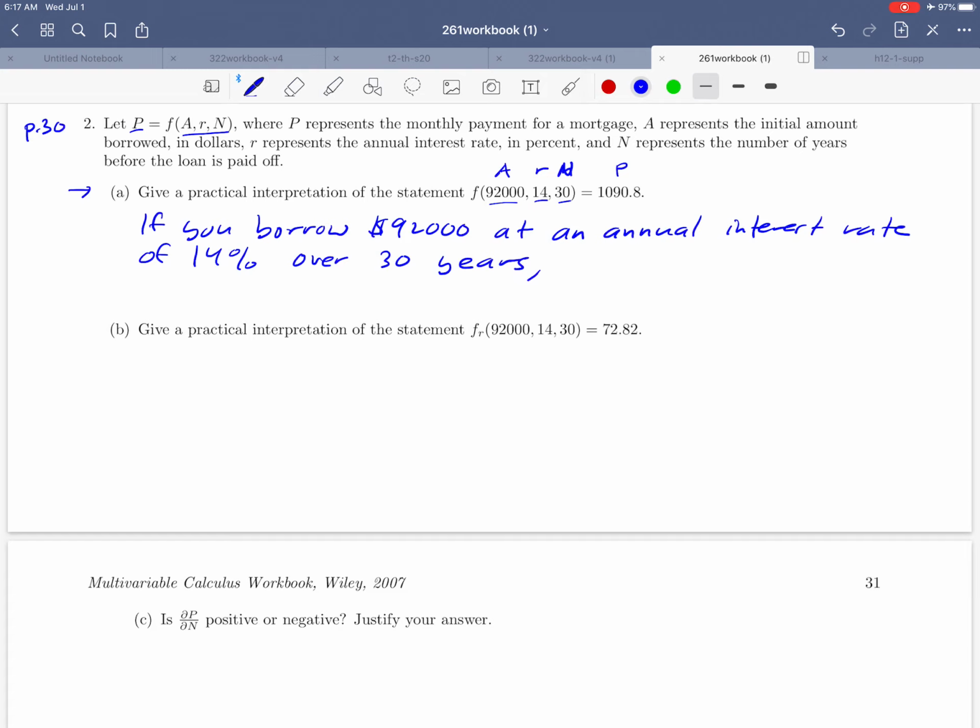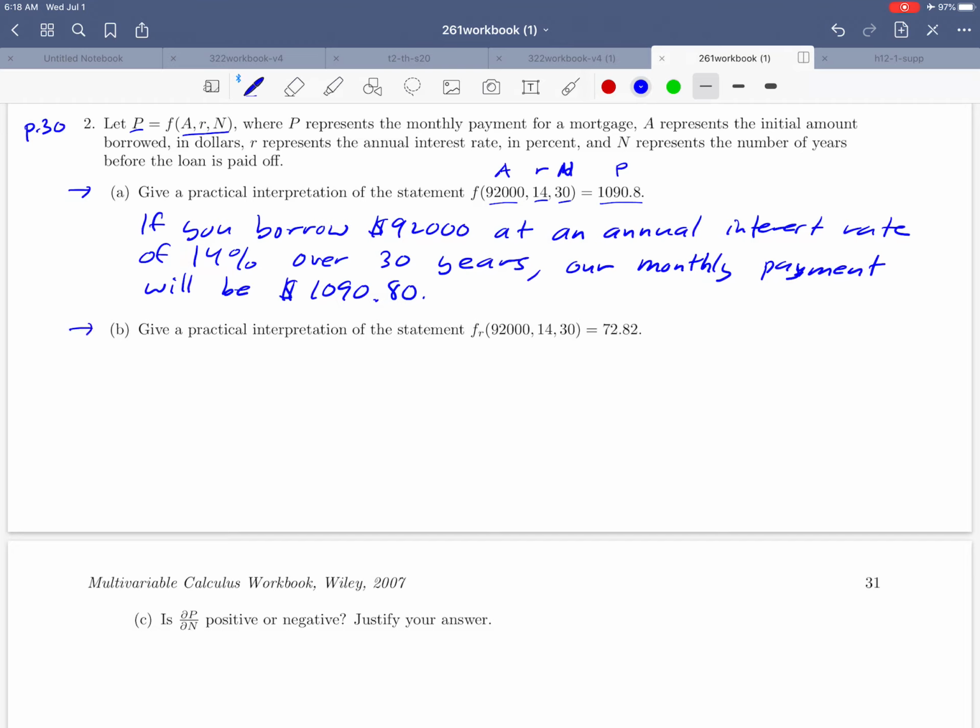Then what's on the right-hand side of the equation is just our monthly payment. So if all of that is true, $92,000 at an interest rate of 14% over 30 years, our monthly payment on the loan will be $1,090.80. This statement tells us how much we're going to pay monthly based on a certain borrowing amount, interest rate, and time of our loan. And that's our explanation for part A.